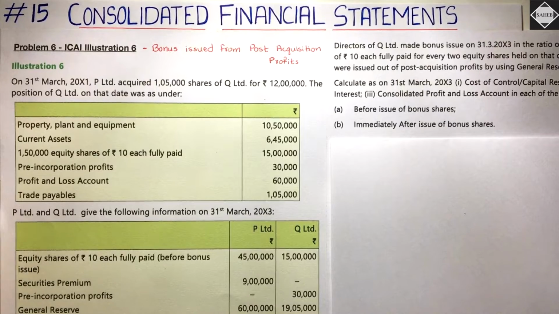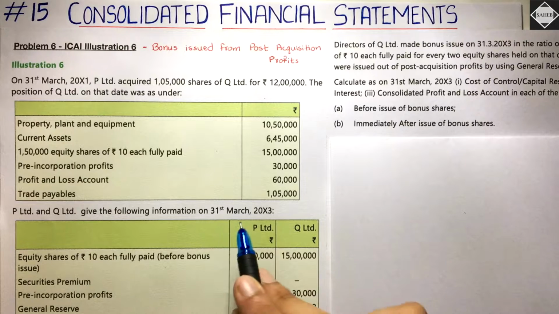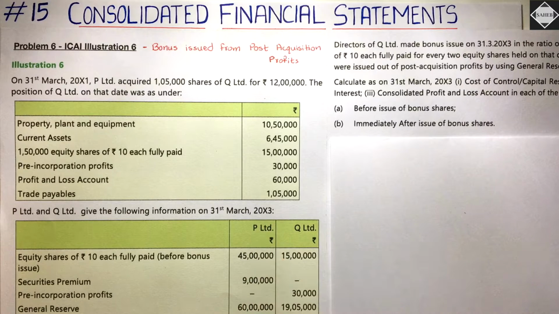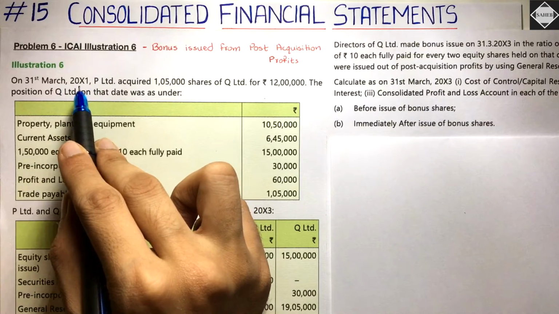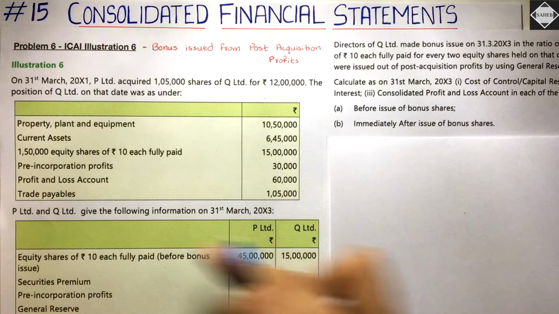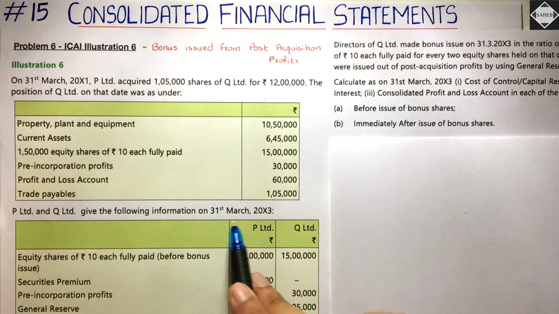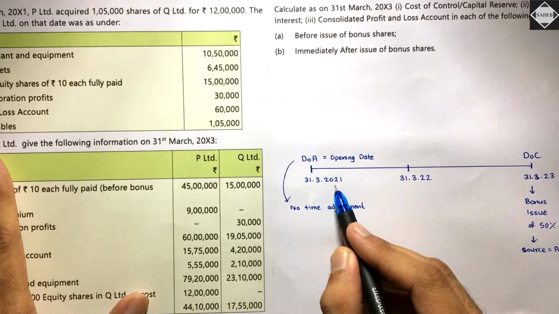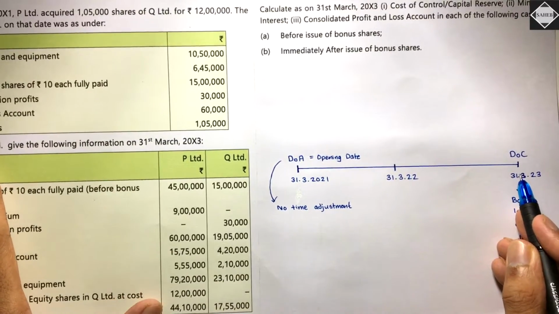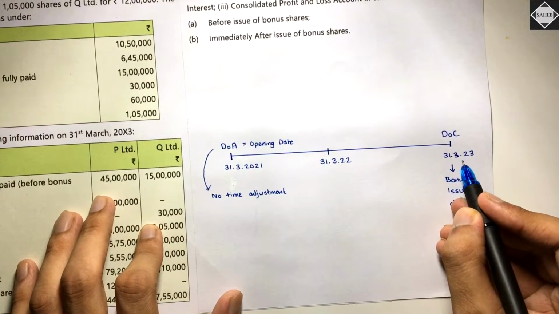Is it clear? Yes. Then see here, P Limited and Q Limited give the following information on 31st March 2023. Look at the dates carefully. Dates are very important. First, they told us acquisition happened on 31st March 2021. And then they are giving us the detail over here after 2 years. Read the dates. 31st March 2021, and here it is 31st March 2023. See, they are telling us something over here. They have given this information, and the date is 31st March 2023.